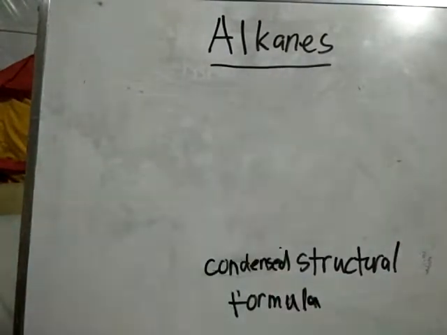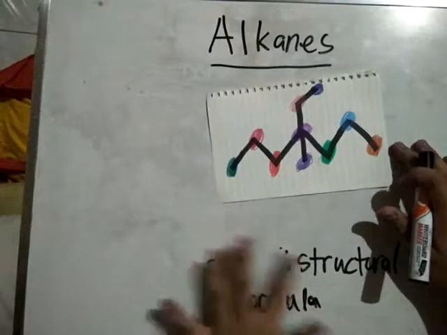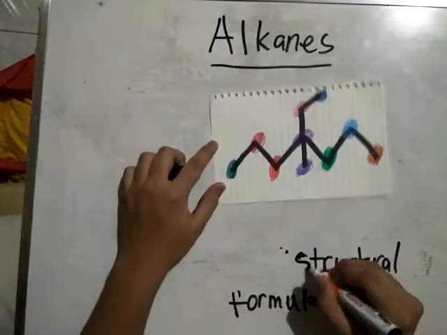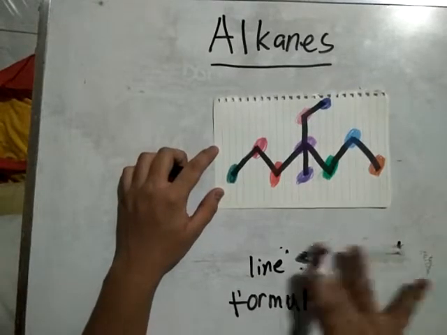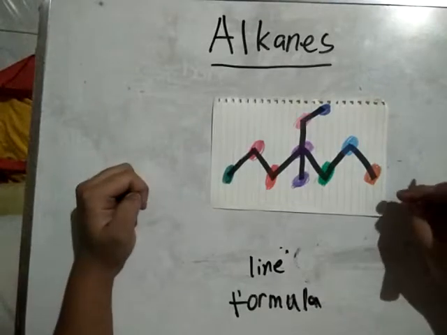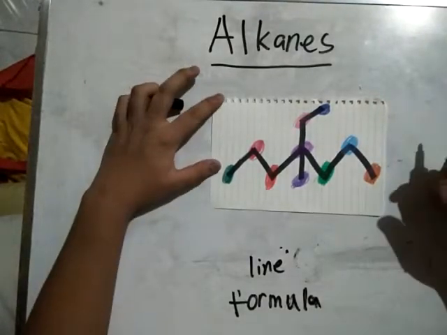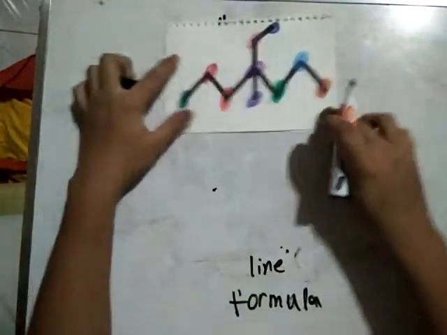And finally, we have this thing, which is known as the line structural formula, or just simply the line formula. In this setup, each carbon is represented by a point or an intersection. So let me just draw this one again. Let me just put it in this frame.